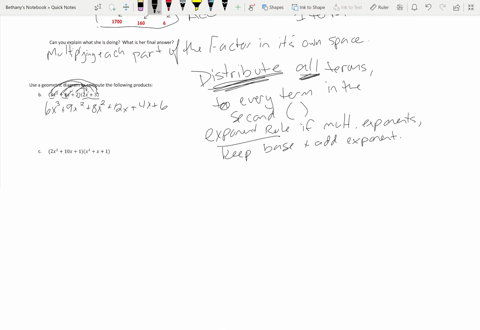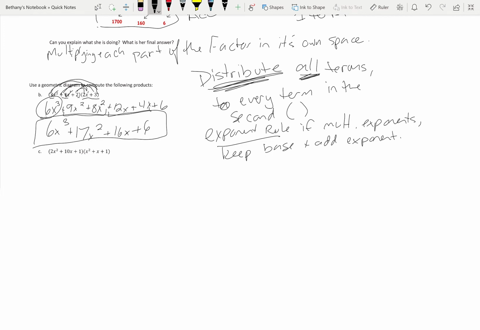If you love the distributive property, you're going to have a really fun time doing this because we're just distributing all day long today. Lastly, I'm going to put it in standard form. So my biggest exponent is going to go first. I have 6x to the third, nothing to combine it with. 9x squared plus 8x squared is 17x squared. 12x plus 4x is 16x plus 6.